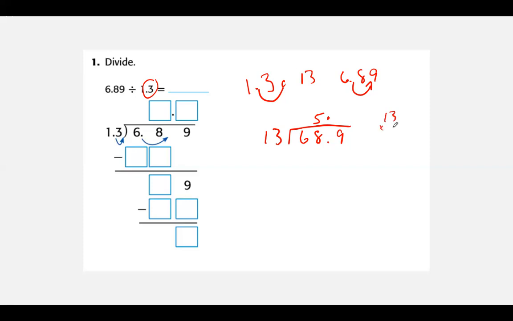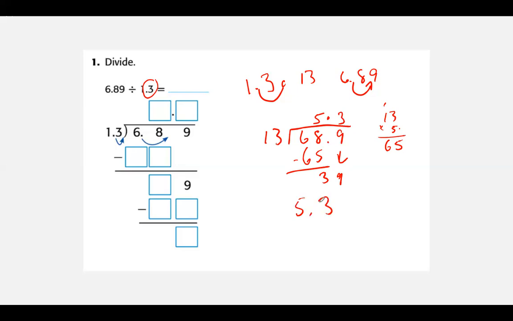I do my multiplication. Okay, 5 times 3 is 15. 5 times 1 is 5, plus 1 is 6. Okay, I'm really close, it's 65. So that's a really good number. Now I subtract, got 3 left over. I bring down my 9. How many times does 13 go into 39? Well, that's pretty easy. That goes exactly 3 times. So my answer is 5 and 3/10.